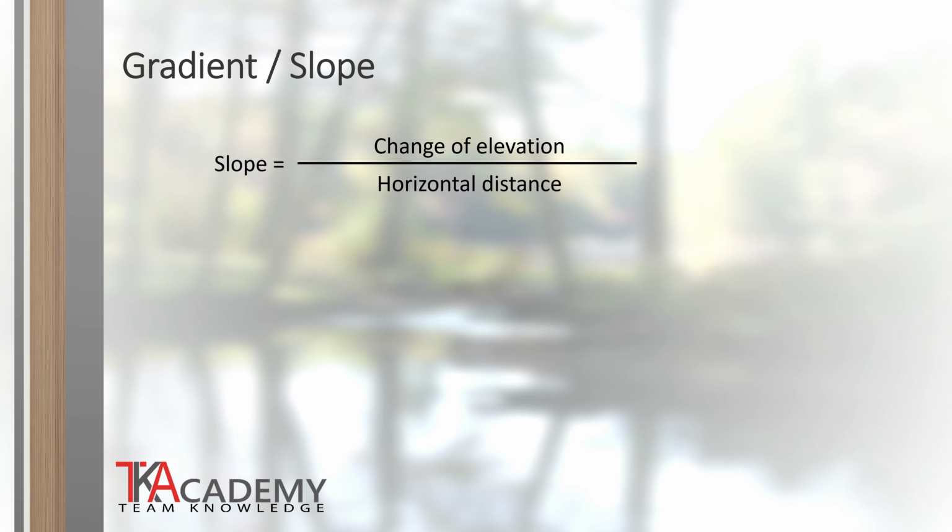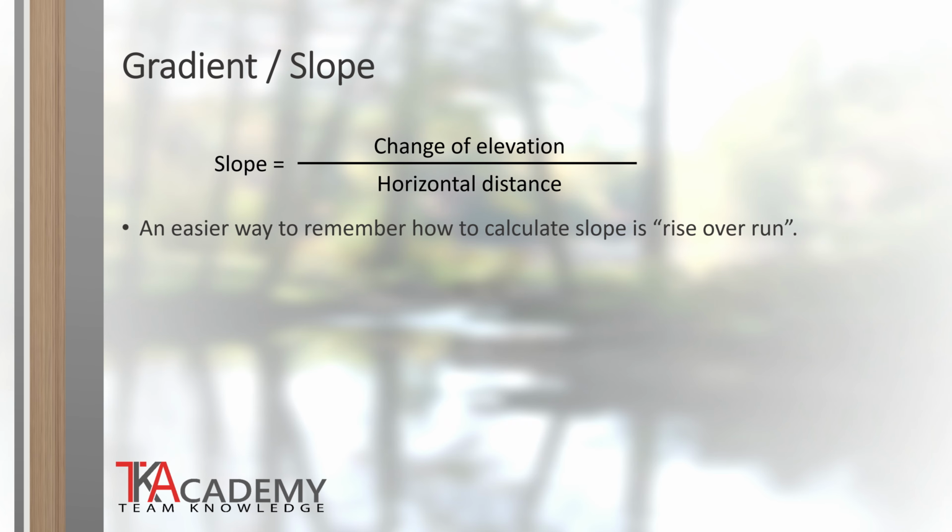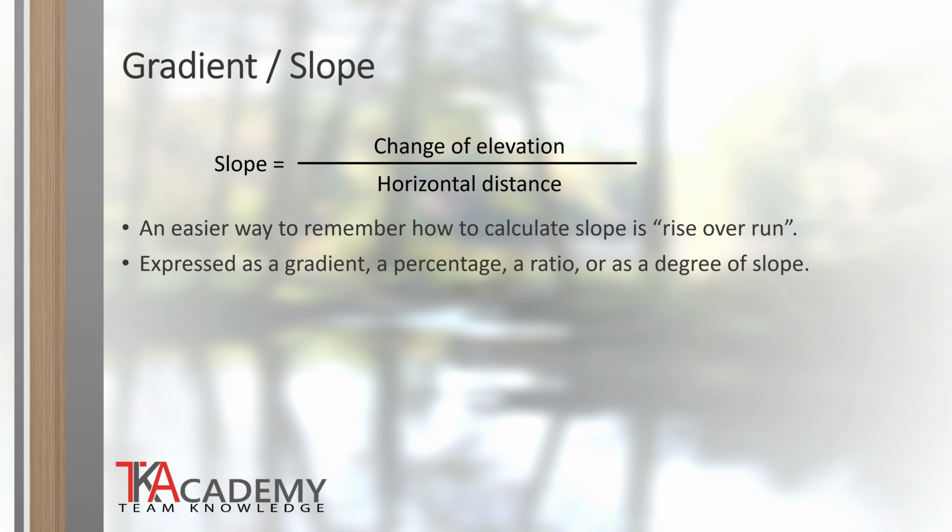Most people are familiar with the basic concept of slope. Mathematically, slope is defined as the amount of change in elevation over a given horizontal distance. Or an easier way of saying this is that the slope is the rise over run. The slope can be expressed as a gradient, as a percentage such as 8% slope, a ratio such as 1 to 12 slope, or as a degree such as 4.8 degrees of slope.